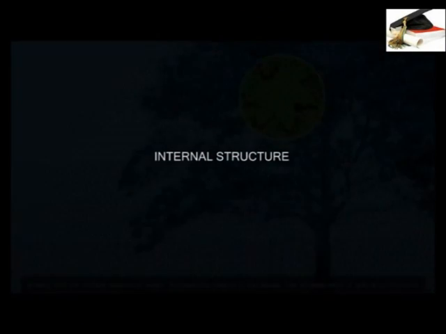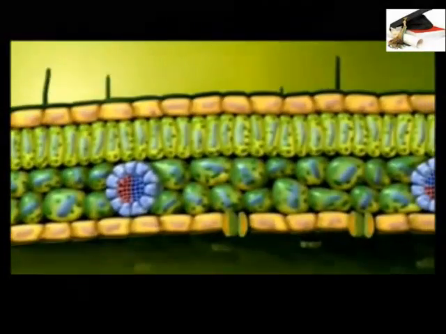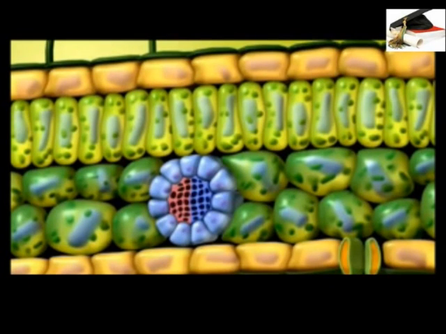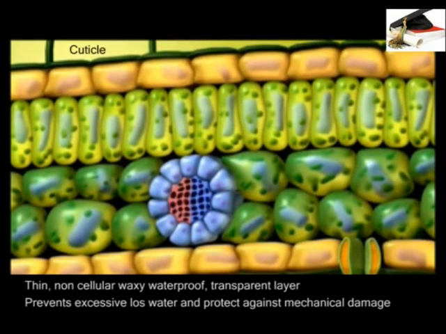Internal structures of a leaf. A transverse section of the leaf examined under a light microscope reveals the internal structures appearing on your screen. The following is a description of the structure and functions of the parts. Cuticle.